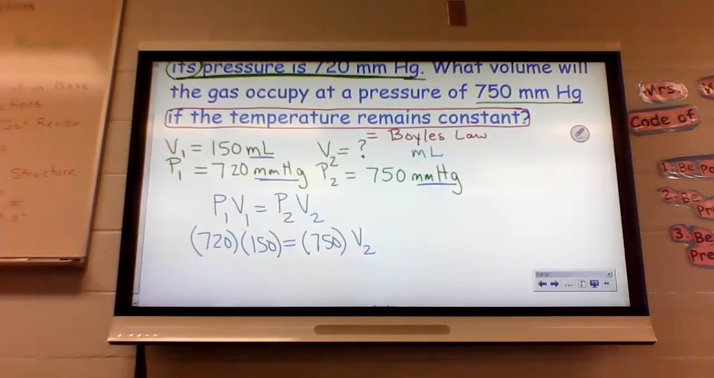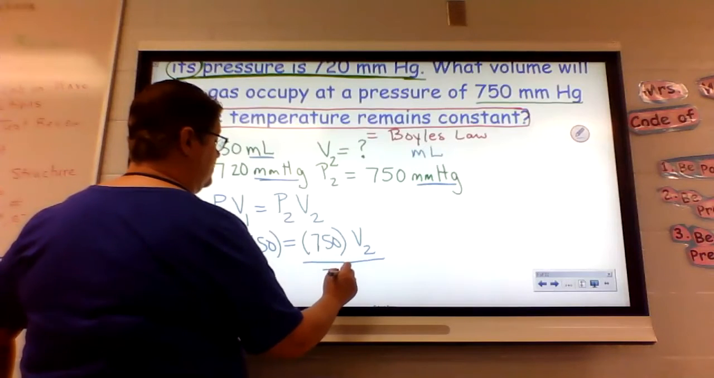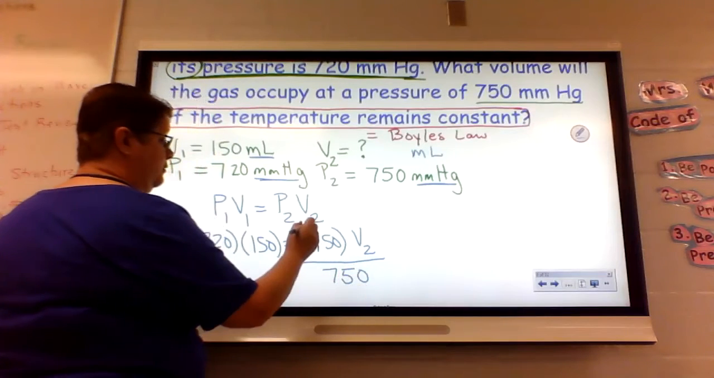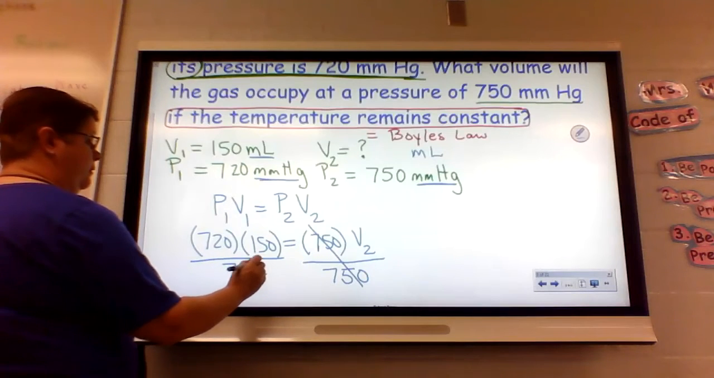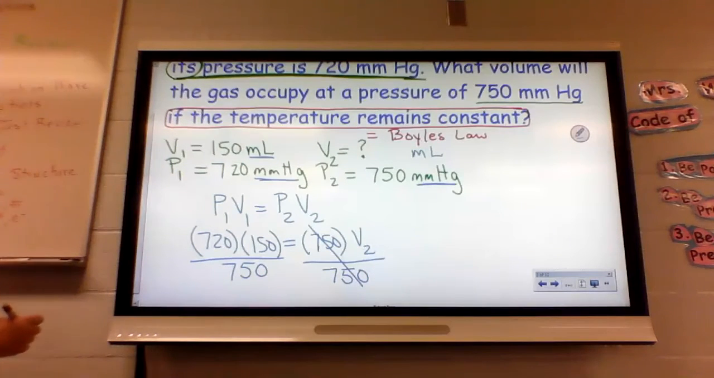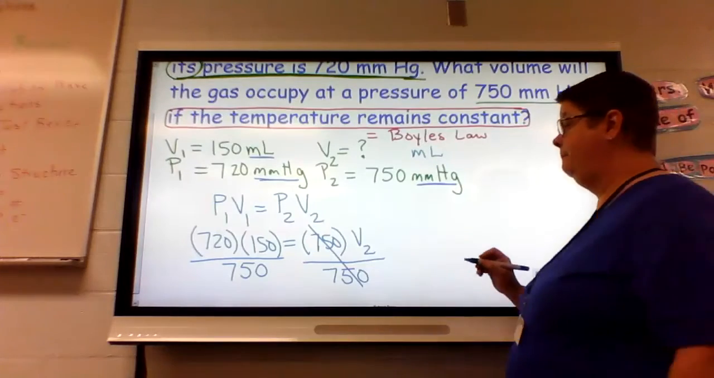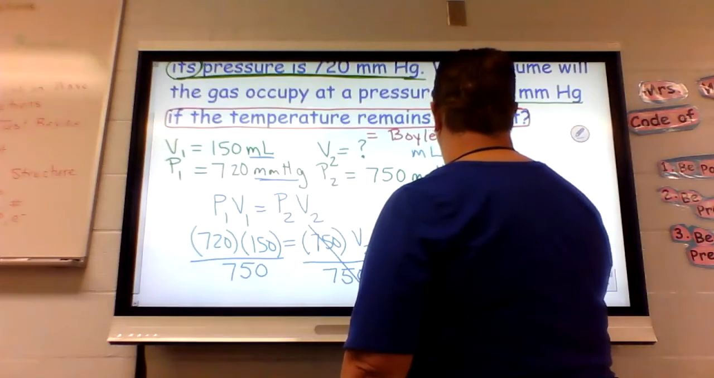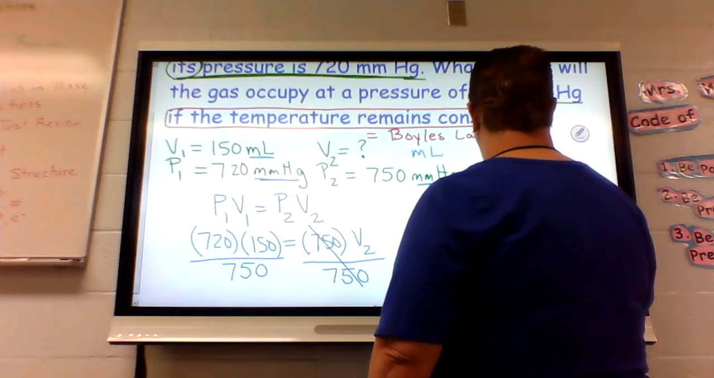Now, how do we find V2? Divide the total by 750. Now, you will never see me pick up a calculator and solve in class until I've solved for V2. So we divide by 750. Now we can solve for V2. So, solve. What do we get? 100 and what? V2 is 144. And we already found the unit, and it was what? Milliliters.